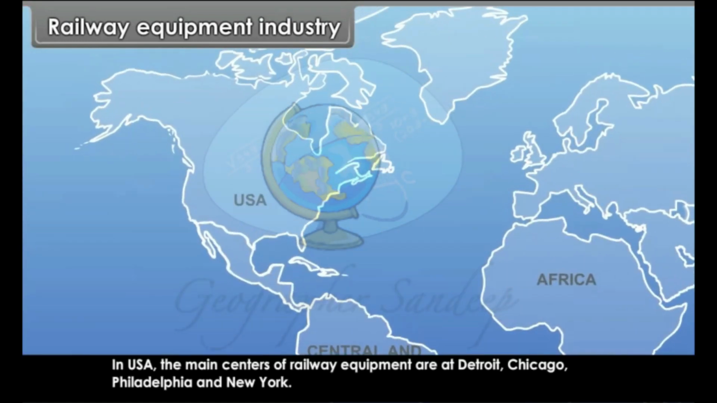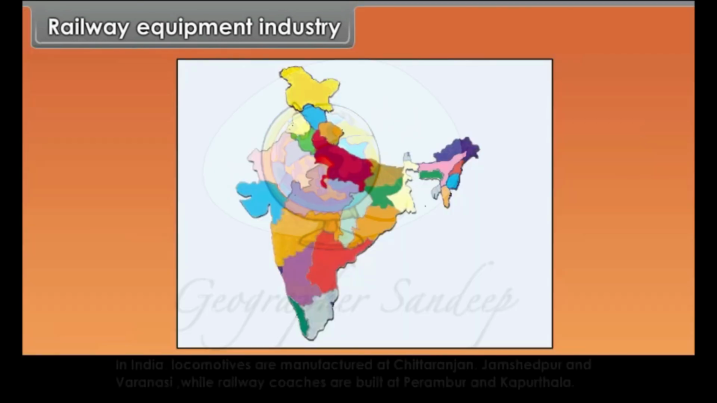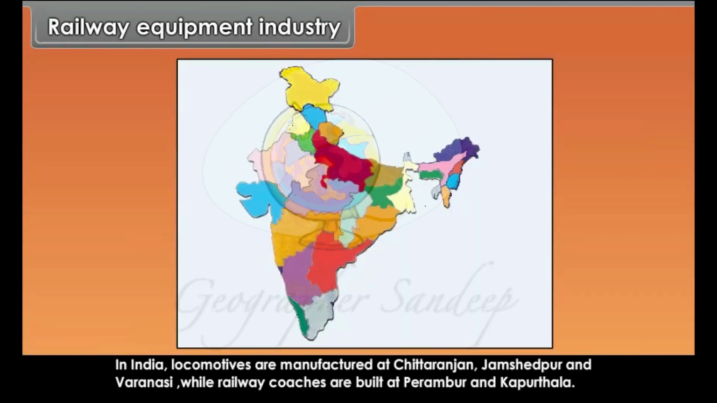In USA, the main centers of railway equipment are at Detroit, Chicago, Philadelphia and New York. UK, Germany, Russia, Manchester and Japan are other important producers of railway equipment. In India, locomotives are manufactured at Chittaranjan, Jamshedpur and Varanasi, while railway coaches are built at Perambur and Kapurthala.